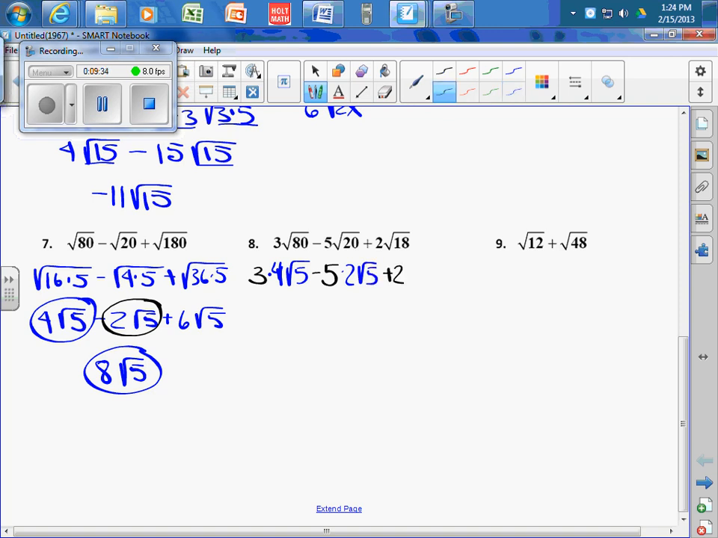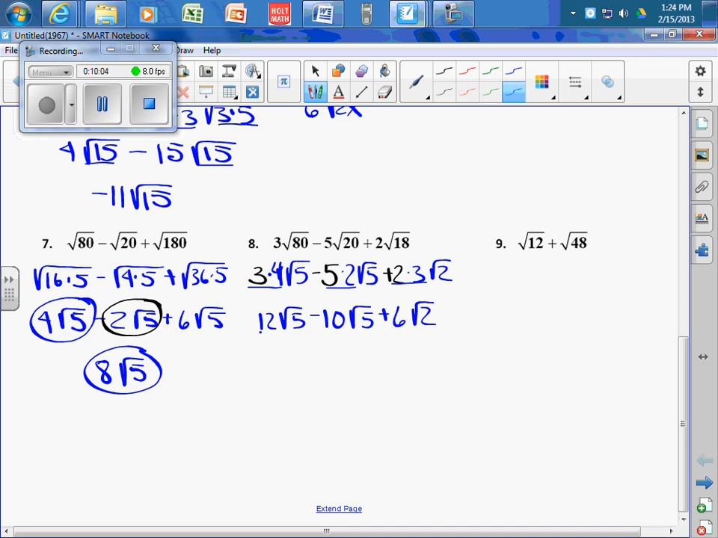Bring down the plus 2. I'm writing the entire problem down. All parts of the problem get brought down, because class, if you don't, you're going to forget. And 18 is going to be 3 radical 2. I multiply the 3 times 4 and I get 12 radical 5. I take 5 times 2 and I get minus 10 radical 5. And I take 2 times 3 and I get plus 6 radical 2.